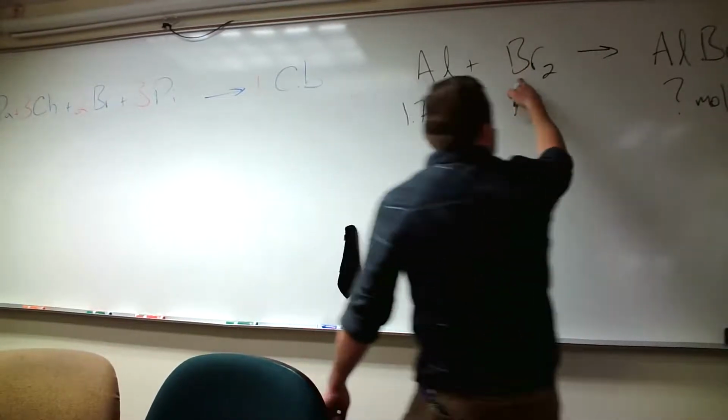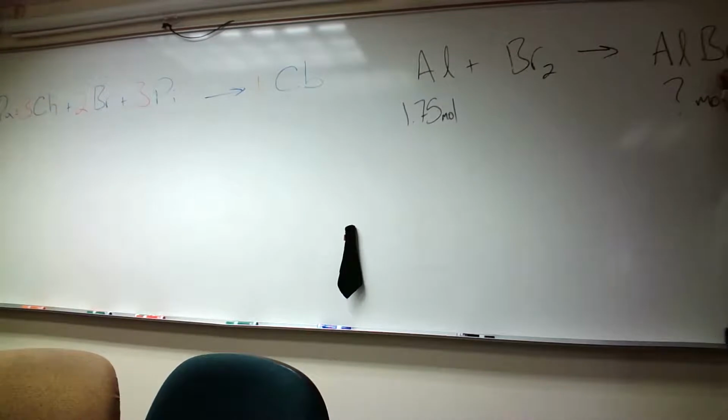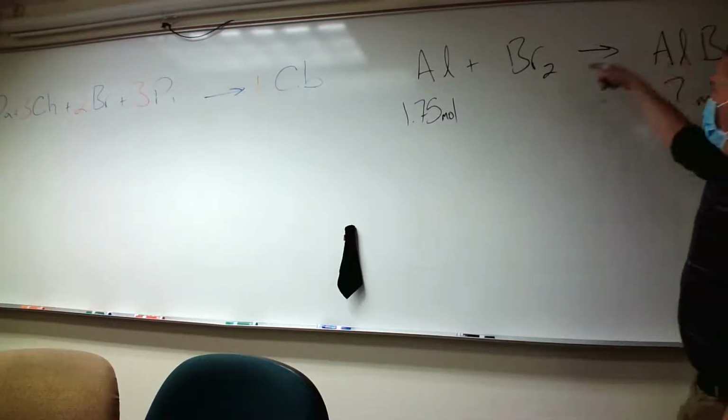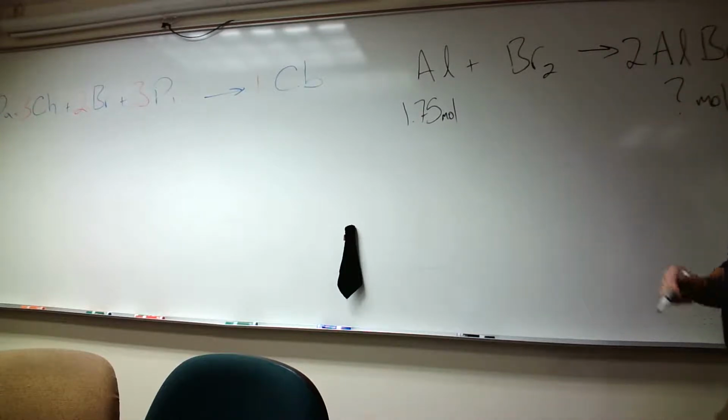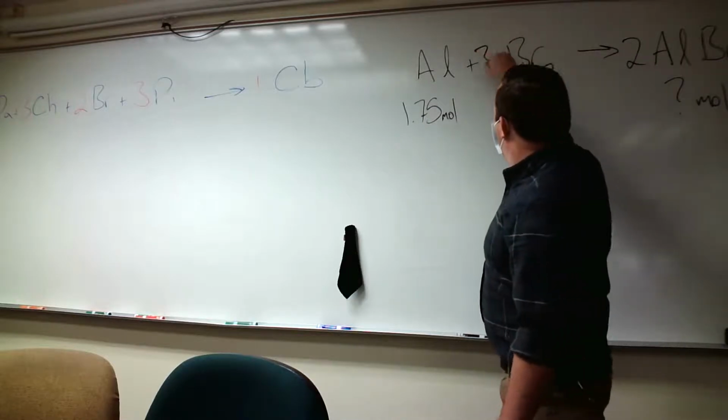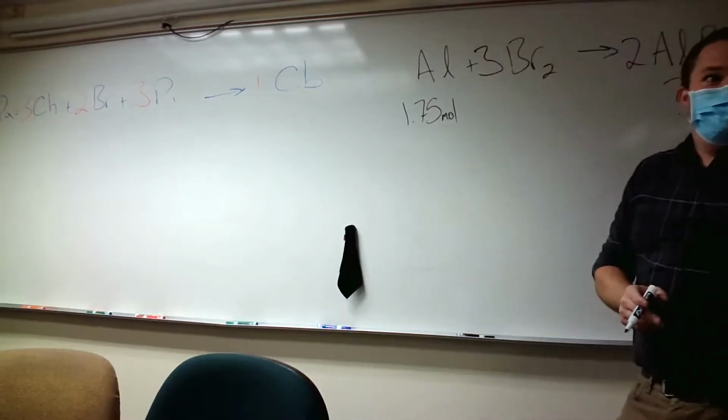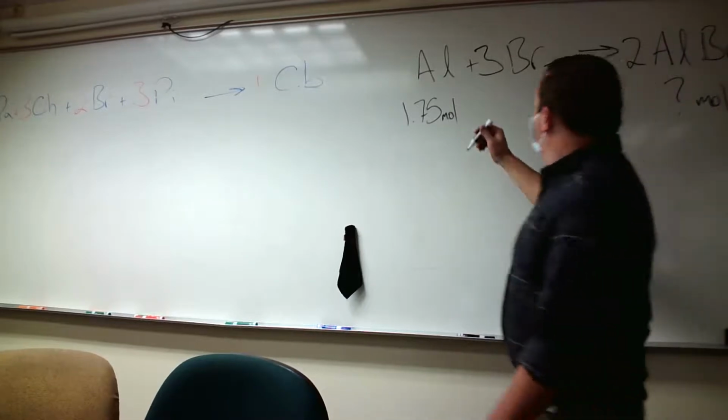So we have 2 bromines here and 3 there. This is going to have to be an even number, right? Because we can only deal in even numbers here. So make it an even number. Now we've got a total of 6 bromines on the right-hand side. So we need 6 bromines on the left. Bromines are good. Finish up with aluminum.